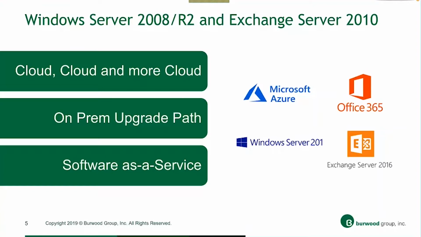And then finally, software as a service. The reason why this is a migration path for you is maybe your application running on Server 2008, 2008 R2 is not supported on Windows Server 2016 or 2019. I encourage you to look to see if that application is offered as software as a service, or maybe there is a different vendor that provides a newer, more modern application experience.